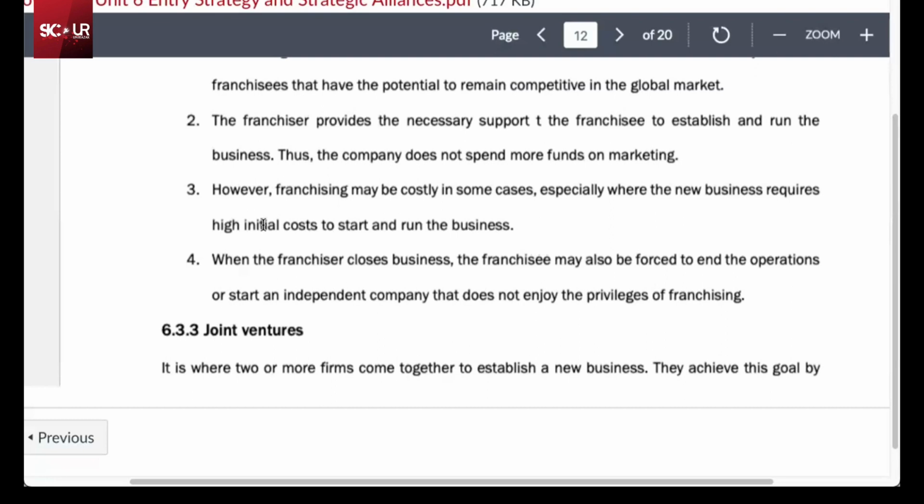So the disadvantage is the high initial cost, but the advantage is that if it's a well-known brand, you can save on marketing. The demand is already there. People know the brands, and customers quickly become aware of the brand. The easiest example is McDonald's, a franchising strategy.